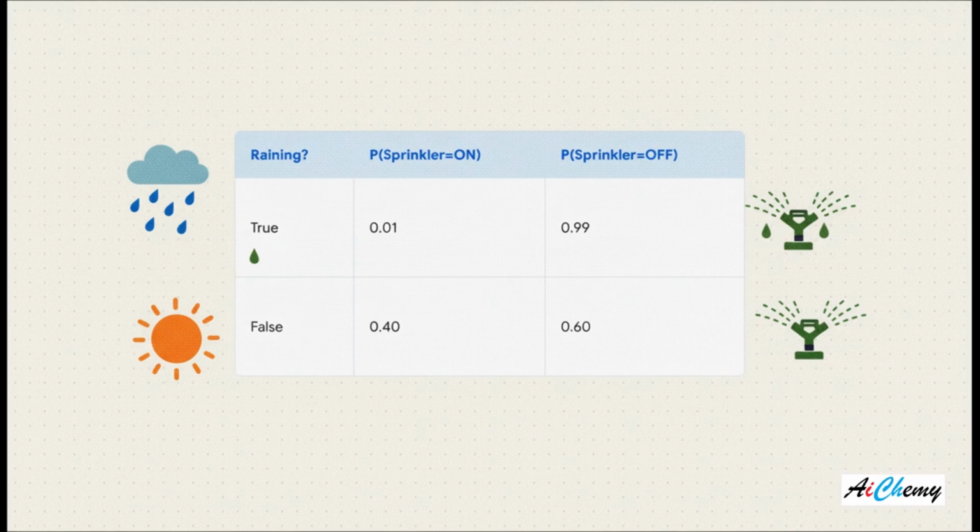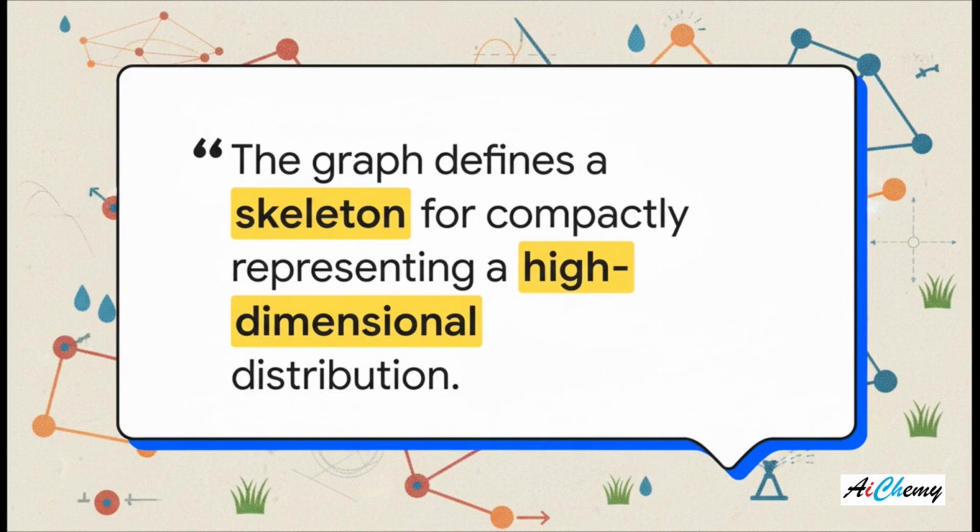It's really elegant. And this right here is exactly why this whole approach is so incredibly efficient. This quote really nails it. Instead of making one gigantic table with every single possible combination of rain, sprinkler, and wet grass, which would get huge fast, we only have to store these little local probabilities.